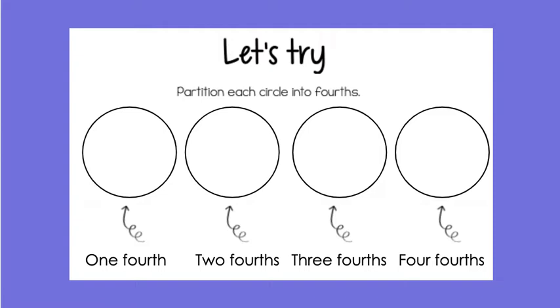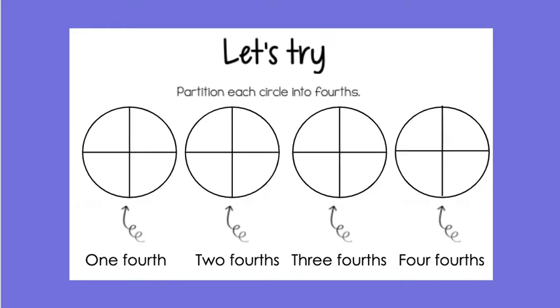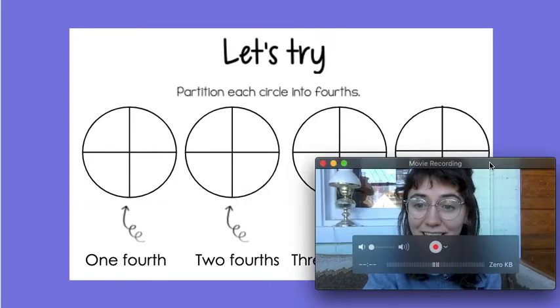The directions here say partition each circle into fourths. So go ahead and quickly draw 4 circles, and then partition each circle into 4 equal pieces. Please press pause if you need any extra time. Your paper should look something like this. And then we're going to go ready, set, go.